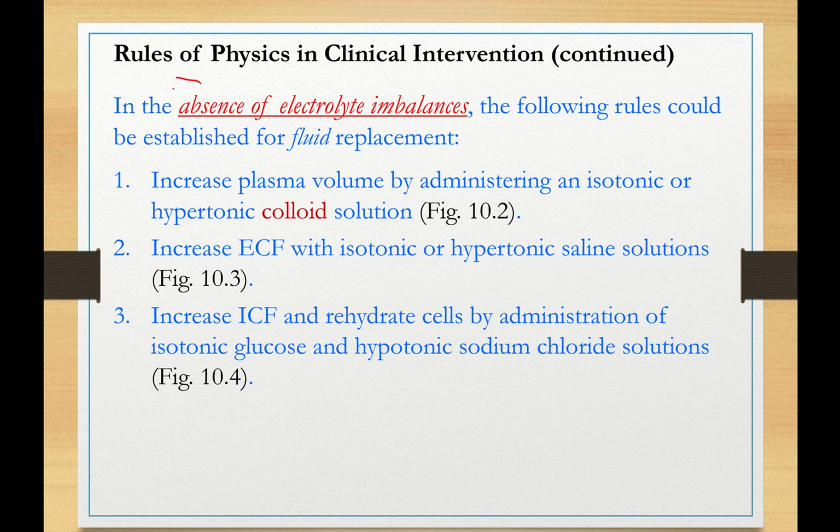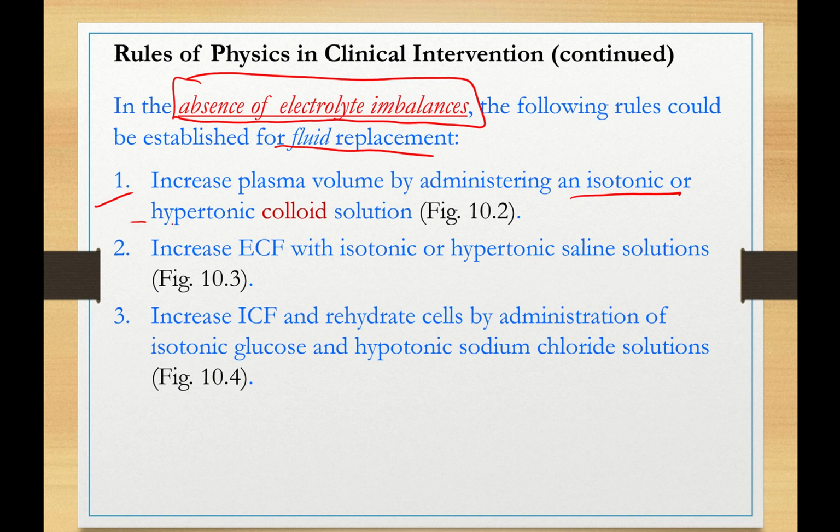And let me make it very clear: in the absence of electrolyte imbalances, you can use one of those three rules here to make an initial decision of how to treat a patient, let's say. And this is for fluid replacement. So if you wish to increase the plasma volume, you can do that by administering an isotonic or a hypertonic colloid solution.